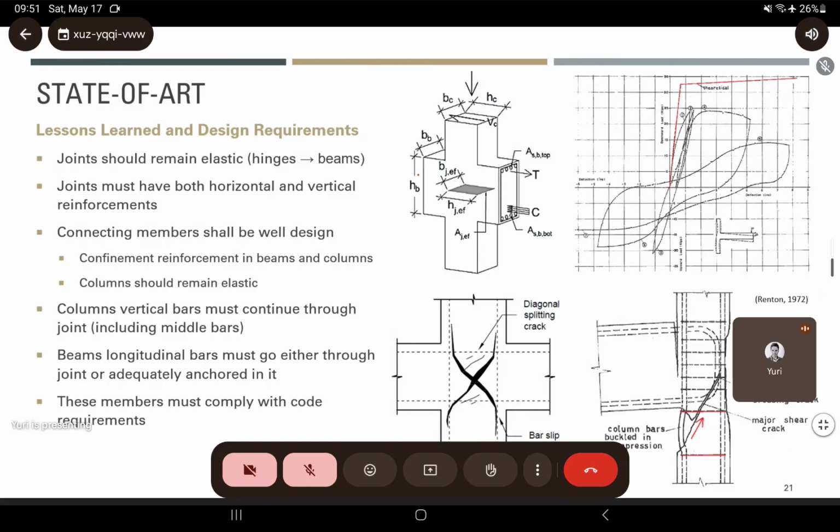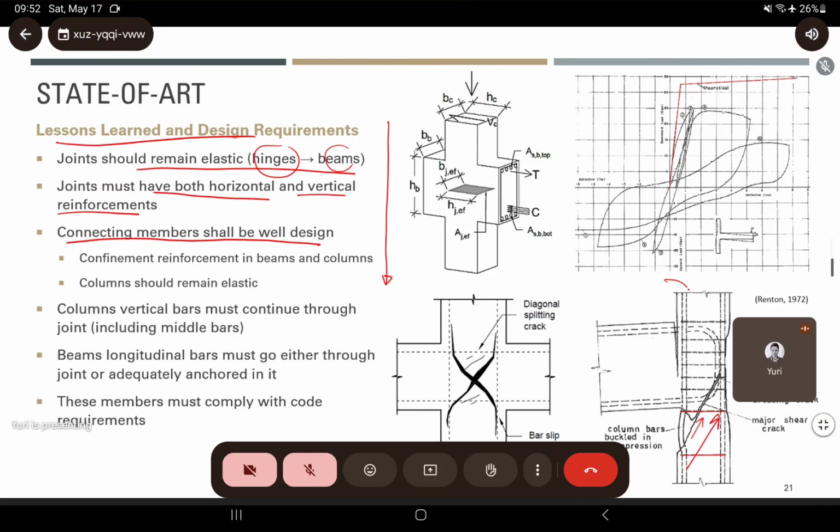And this is what we see in the design codes. So we want joints to remain essentially elastic. We want hinges to be formed in beams. Joints must have both horizontal and vertical reinforcements in order to maintain the shear resistance mechanisms. The connections of the members around the joint must be really well designed, or else the damage from these connected elements will go into the joint.